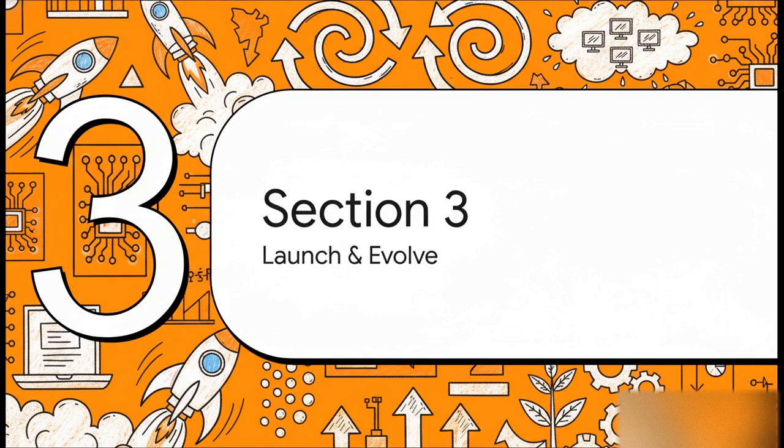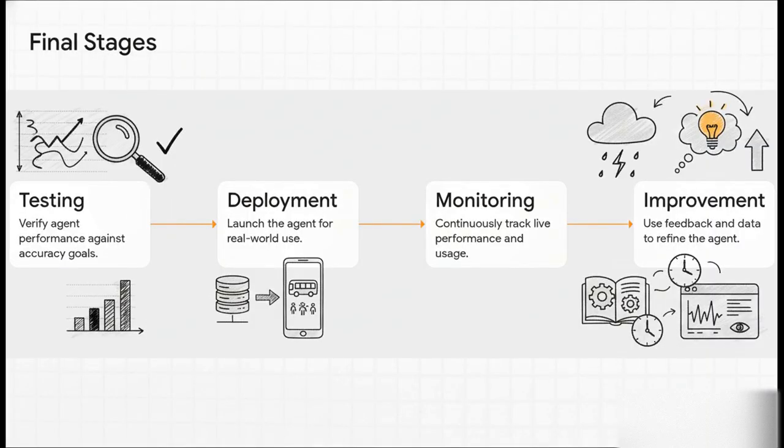Okay, our agent is coded, it's been trained, it's pretty smart. Time for section 3, launch, monitor, and evolve. Because, and this is super important, deploying an AI isn't the finish line. It's really just the beginning of its life out in the wild, unpredictable real world. This final stretch has 4 huge stages.